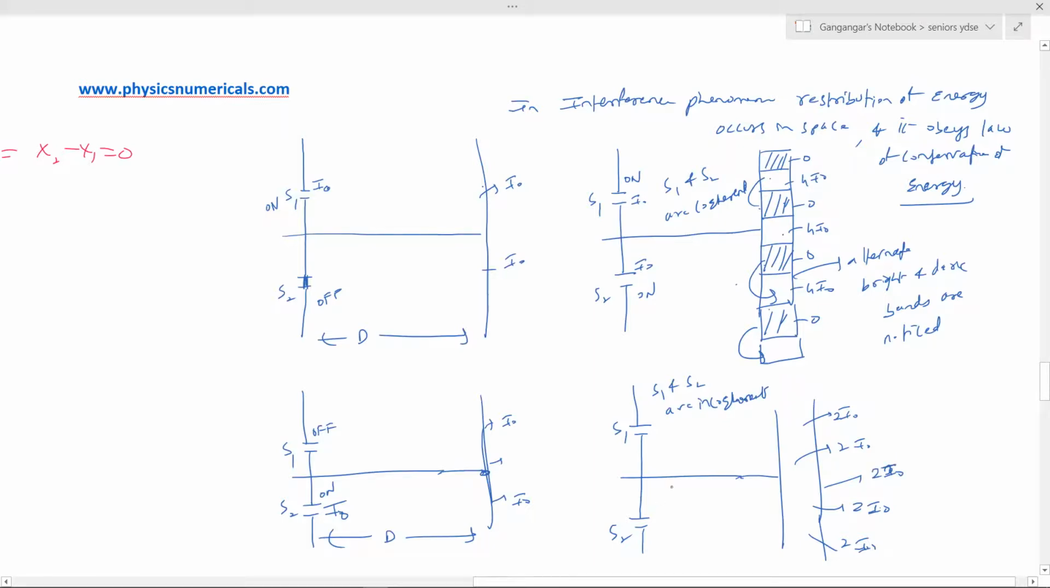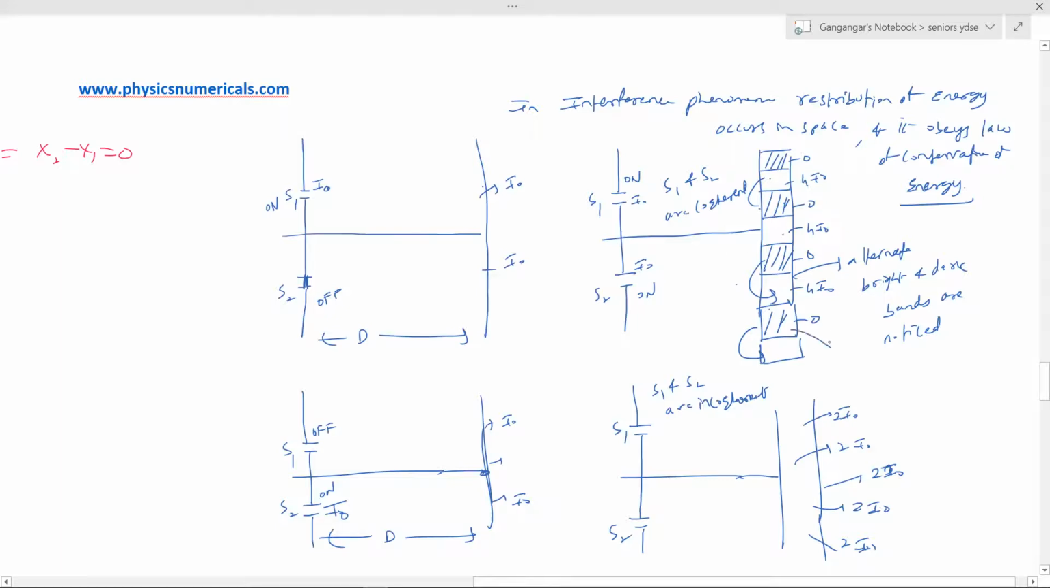Okay, got this idea now. So this is one basic thing that occurs in the YDSE setup. So why that alternate bright and dark band? Because of the interference phenomena. At bright band, constructive interference will occur. At dark band, destructive interference.